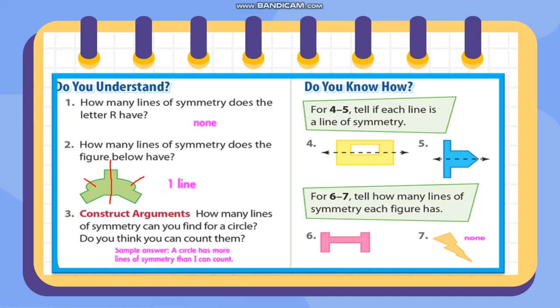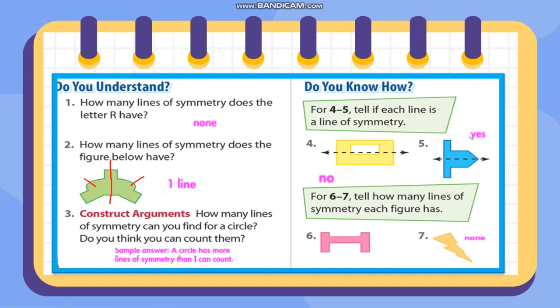Next, number 4. Tell if each line is a line of symmetry. In question number 4, the answer is not a line of symmetry because they are not identical. As you can see, they are different when you put a line of symmetry here. For question number 5, yes, that is a line of symmetry. When you fold it here, there's a line of symmetry at the center, a horizontal line, and you can see the figure above and the figure below are identical. They are the same. So in short, the line of symmetry is correct.